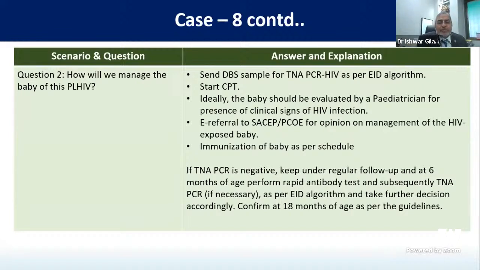If you are close by, then you can send the baby to SACEP, or e-referral or a video meeting can be done with the Center of Excellence also for opinion on management of HIV-exposed baby. Immunization of baby as per schedule. And if DNA PCR is negative, keep under regular follow-up, and at 6 months of age, perform rapid antibody test and subsequent DNA PCR if necessary, as per EID algorithm, and take further decision accordingly. But confirm at 18 months of age as per the guidelines. So 18-month confirmation will remain in place. Next slide, please.